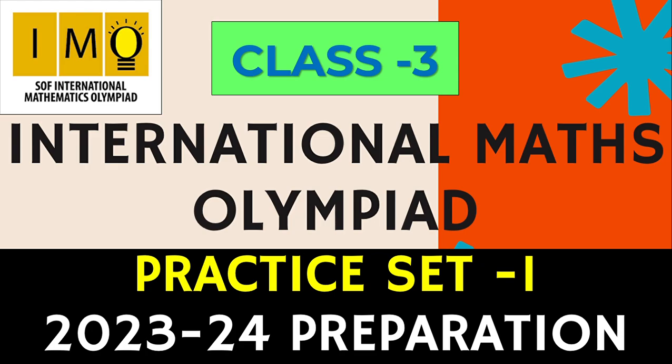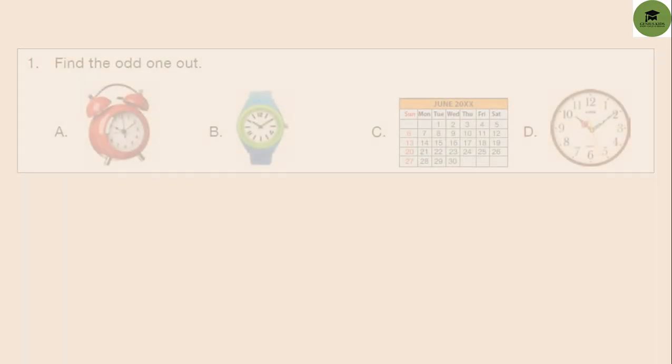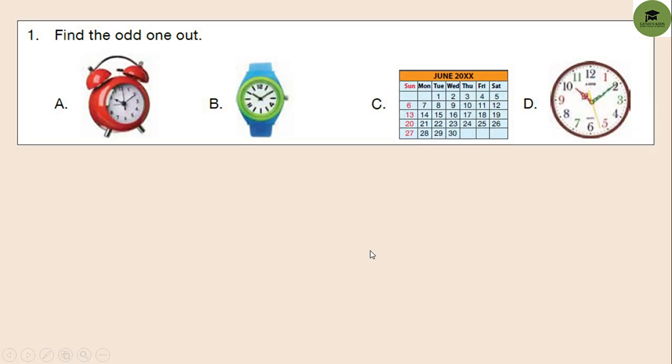Okay, so let's start. This first part is logical reasoning, with questions 1 to 10. Okay, the first question: find the odd one out. If you see in the picture, all are clocks, but C is the calendar. So the odd one out is the calendar.